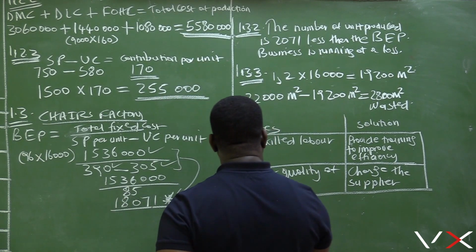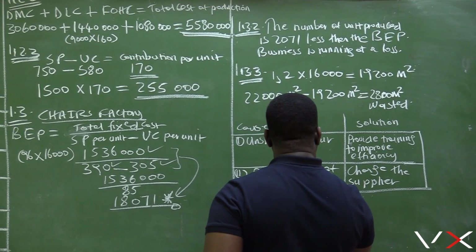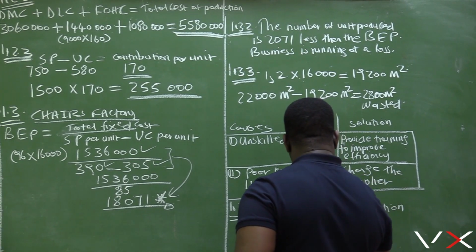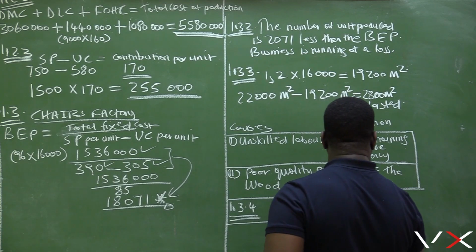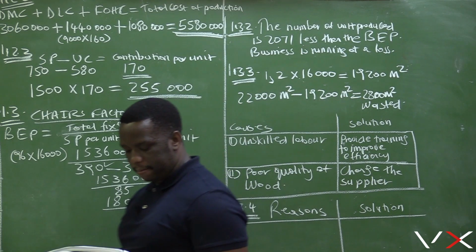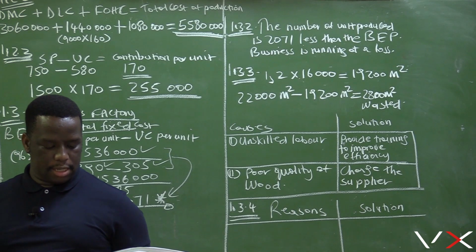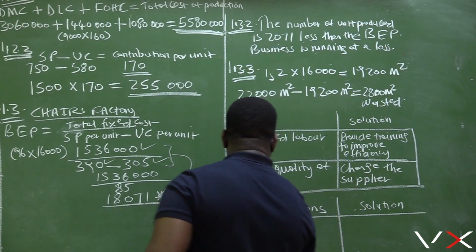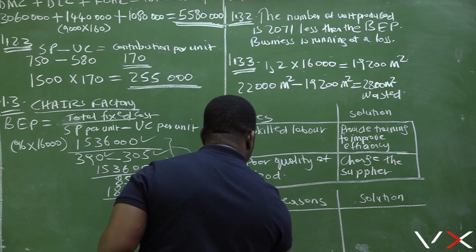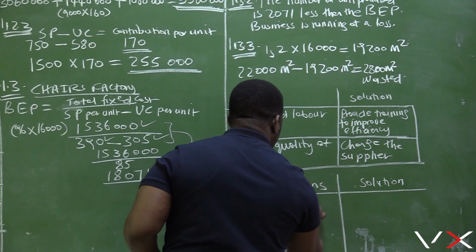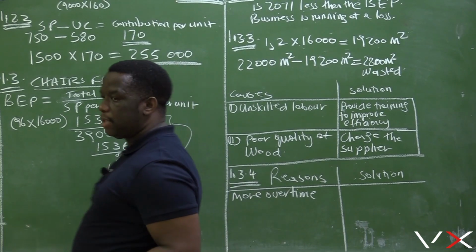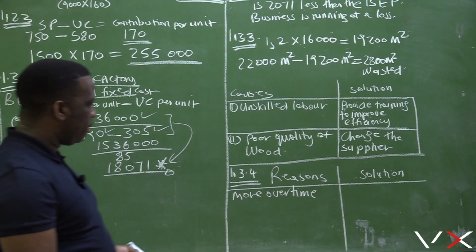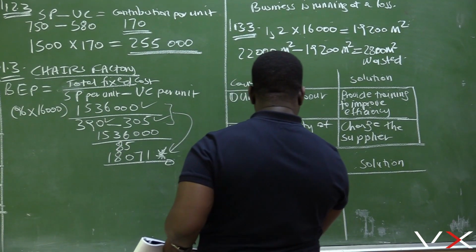Reasons for the increase. We need to have reasons again, and also provide solutions. Reasons for the increase in the direct labor cost. The first one might be there is more overtime. If there is more overtime, that will increase the direct labor cost.